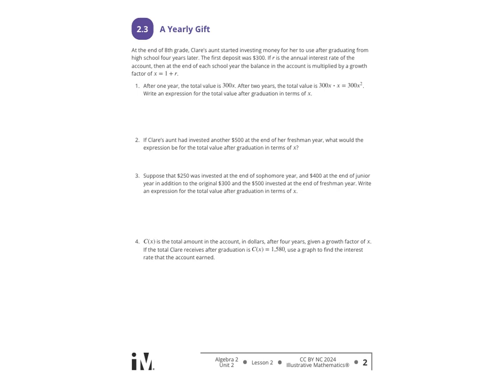At the end of the 8th grade, Claire's aunt started investing money and this and this and this. All right, so after 1 year, the total value is 300x. After 2 years, it's 300x times x, which is 300x squared. Write an expression for the total value after graduation in terms of x. So if it takes 4 years to graduate, the initial amount was 300, and then x acted over 4 years. So 4 becomes our exponent.